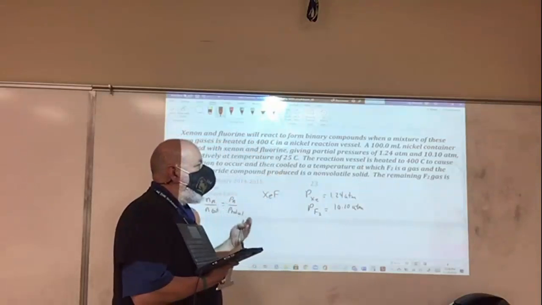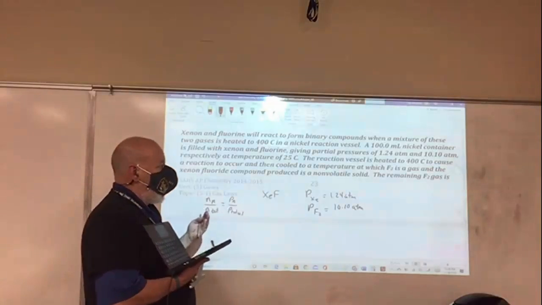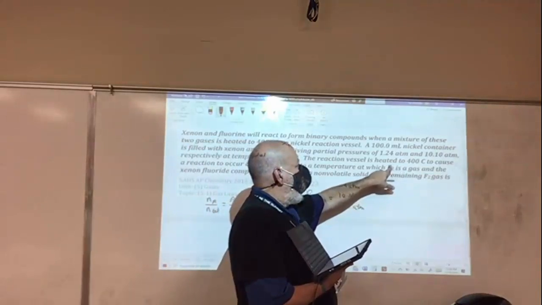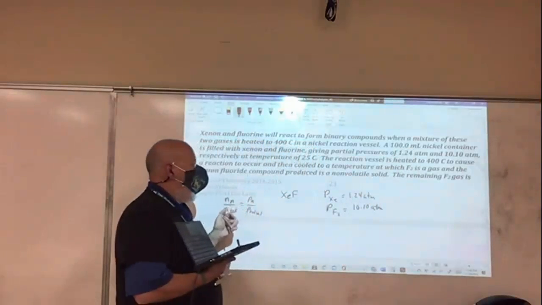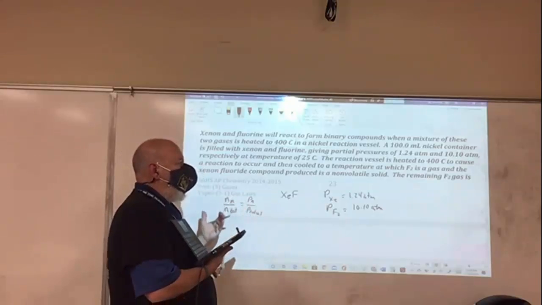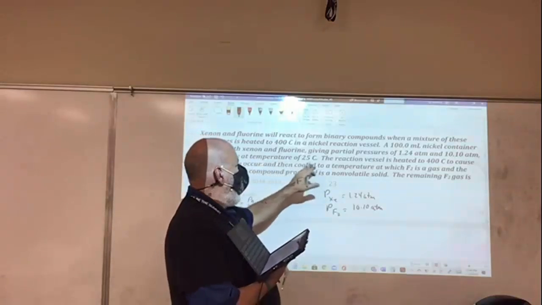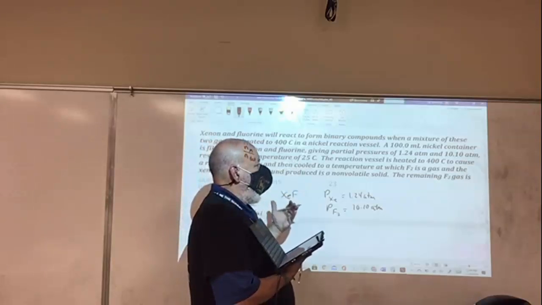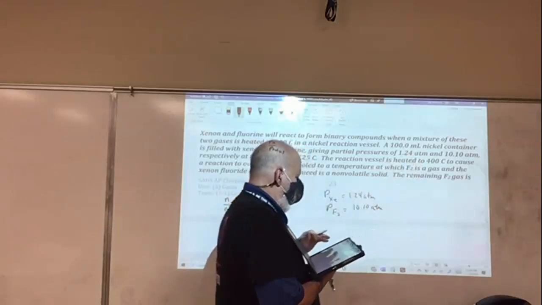So it's as if I haven't changed the circumstances. Okay? Whatever fluorine gas is left is at the same condition that it was when I first put the fluorine and the xenon in the reaction container. It doesn't matter that I've in the meantime heated those two gases to 400 degrees and I've caused the xenon fluoride compound to solidify. It doesn't matter that I've done all that. I've taken this gas and I've put it back at the same conditions.